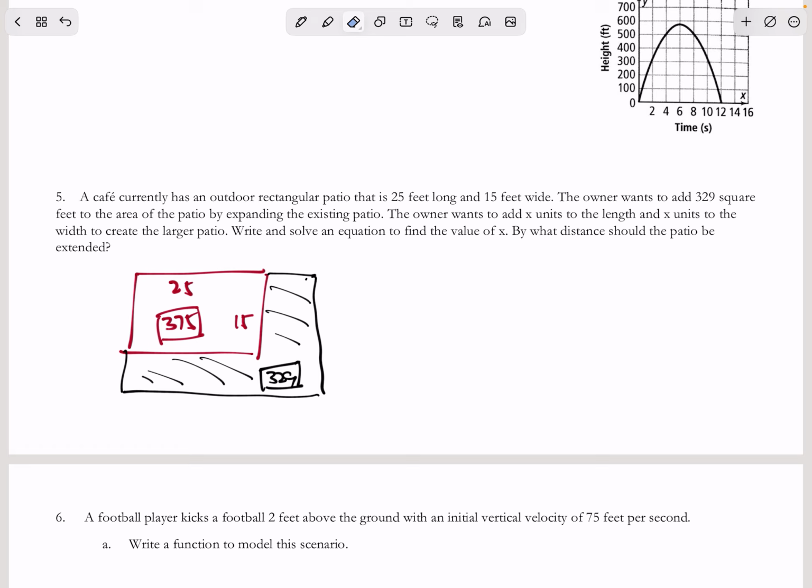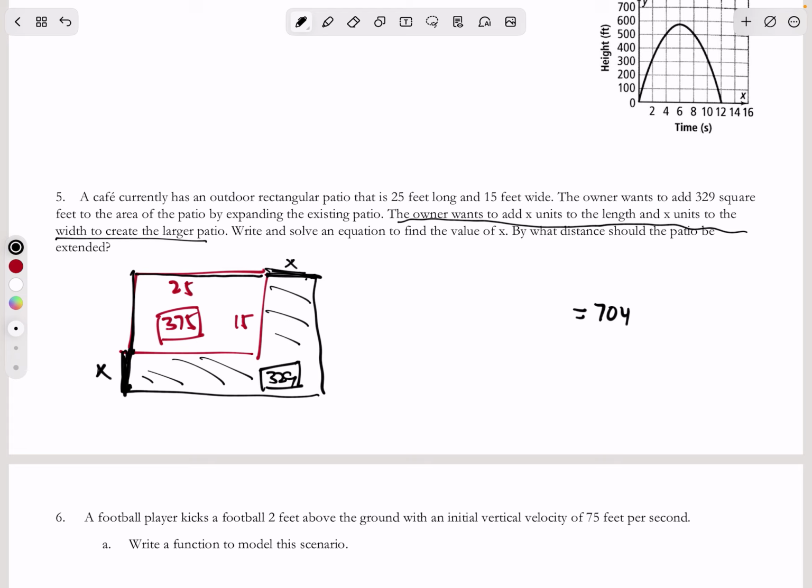So in total, we're going to have, what is 329 plus 375? I think that's 704. And the question in my mind is, well, we expanded the patio by X units this direction and X units in this direction, according to the problem, right? She wants to add X units to the length and X units to the width, right? That's what we did here. I should have been more specific about that while I was doing it, but basically we're expanding this side of the rectangle by X units, this side of the rectangle by X units.